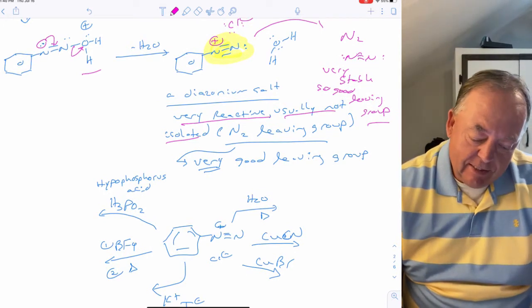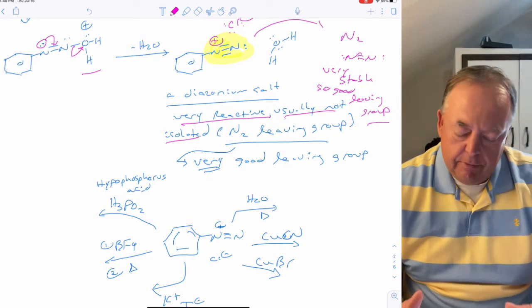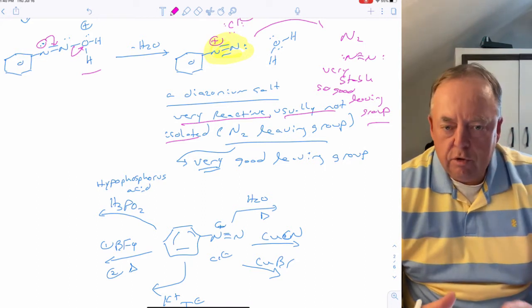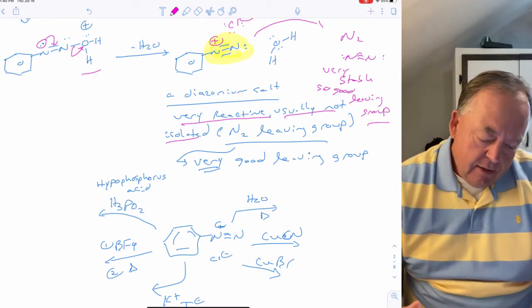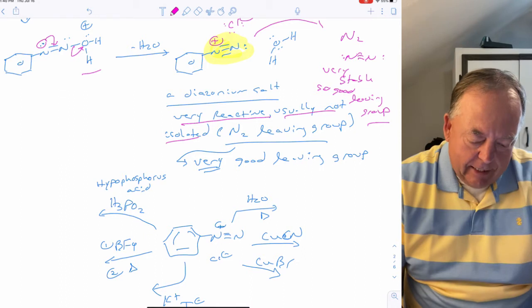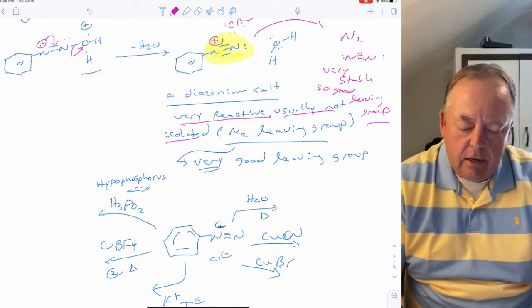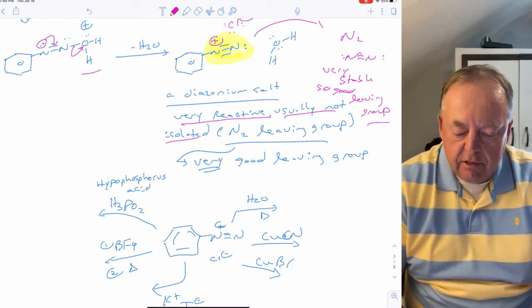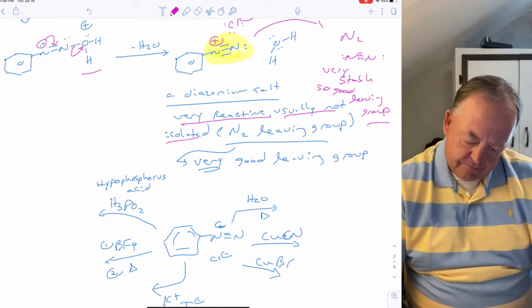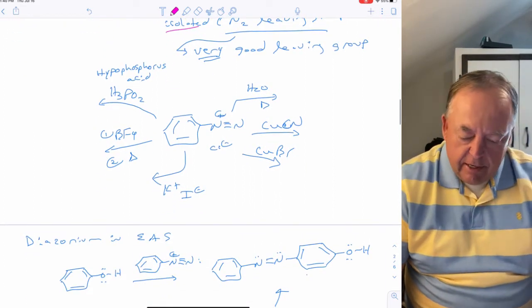So you typically don't isolate it, because as long as you keep it in solution, and this is usually done cold, so maybe ice temperature, then the diazonium can be managed. But if you tried to isolate that and heat it up, it could be potentially explosive because of the nitrogen gas coming off. Okay, so synthetically how you can use that.